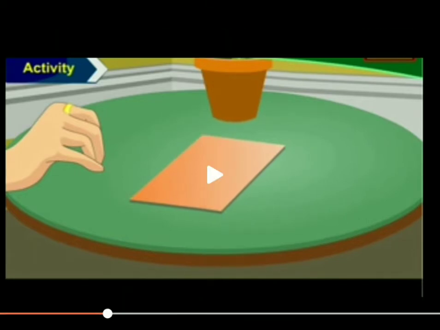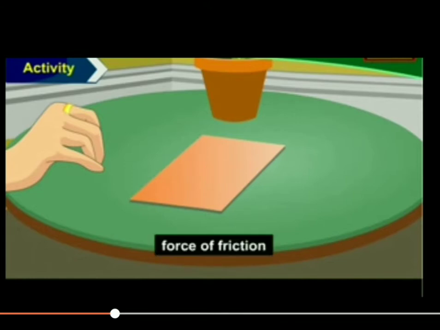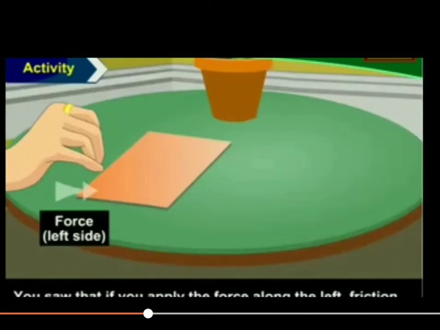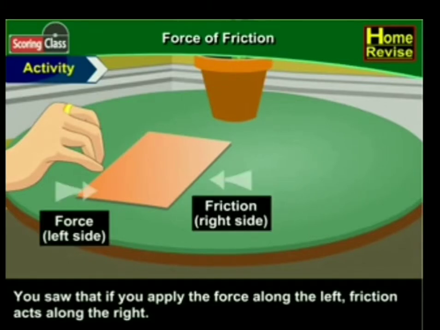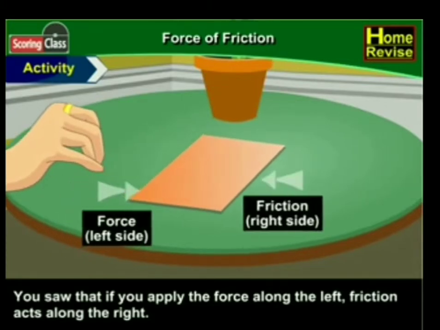That is the question. When we push, the book moved a certain distance and stopped. Why did it stop? Why didn't it move forward? What stopped the book? That is what we are learning. They are assuming that it may be the force of friction that stopped the book. The force is from the left side and maybe the friction is from the right side.